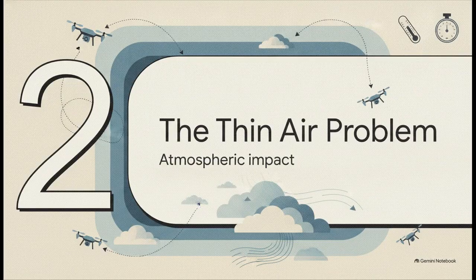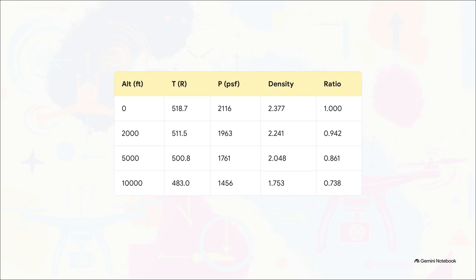Moving right along to Section 2. The thin air problem. So according to the 1962 U.S. Standard Atmosphere data, drones are incredibly sensitive to density altitude. The air density directly affects the thrust produced by every single propeller. If you track the numbers all the way down to the 10,000-foot mark, the density ratio drops significantly. To maintain the exact same lift at 10,000 feet that it had at sea level, a drone's flight controller has to drastically increase the motor RPM just to compensate for that much lower air density.